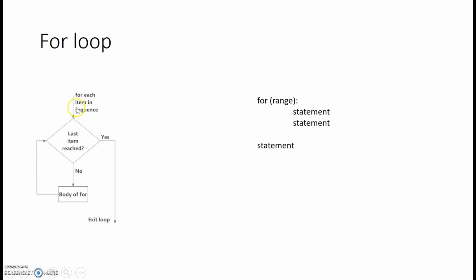So we start the for statement. It comes in and says, have I reached the last item in my sequence? If no, it executes the body of the for loop. Comes back again. Have I reached the last item? If no, executes the body of the for loop and continues at that until it's reached the last item. And then when it hits it, yes, it exits the loop.